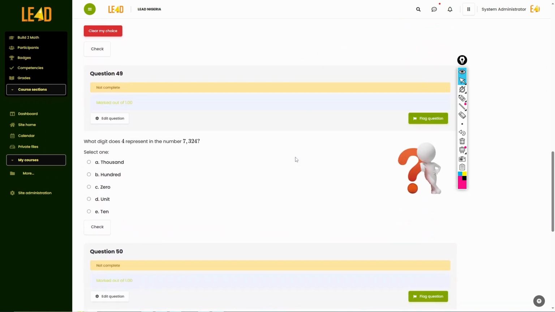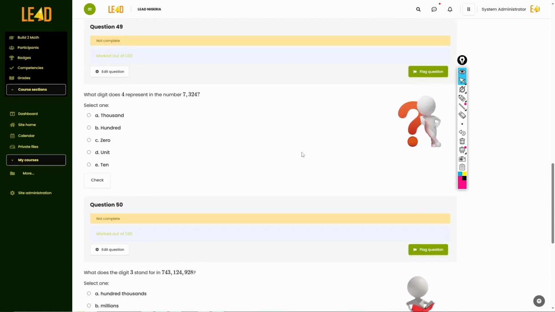Okay, 49. What digit does 4 represent in the number 7324? 7,324. I believe they're asking for the place value, like from the options. So it's just units. 4 units. That's D.